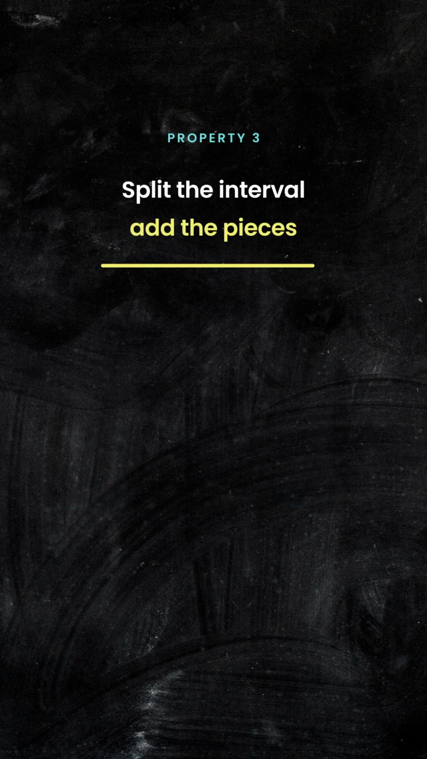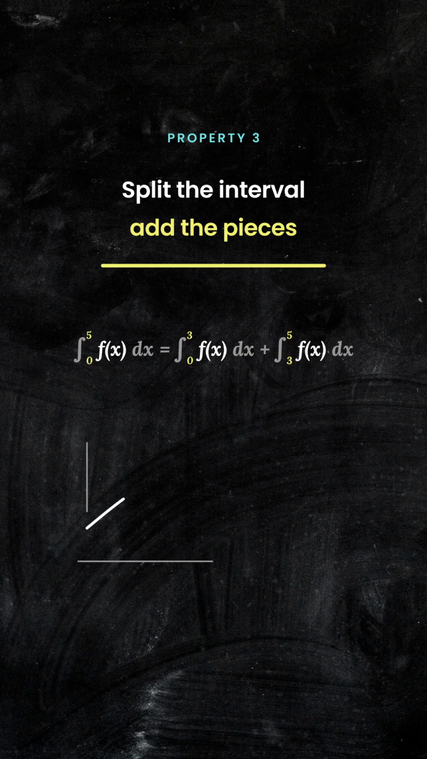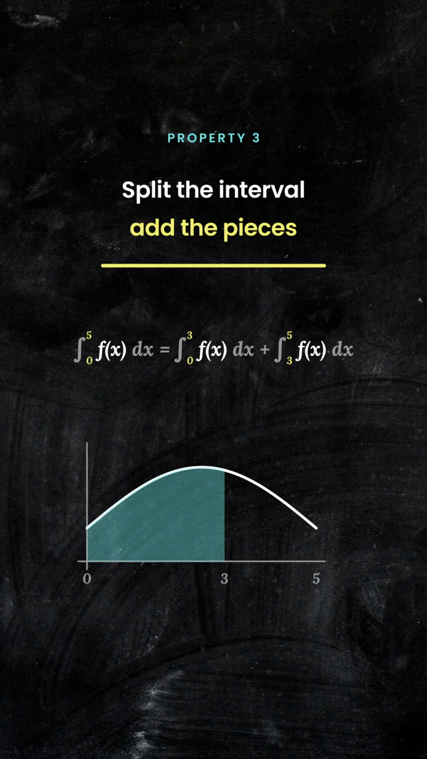Dividing the interval, this is a simple property that the integral from 0 to 5, for example, is the same as the integral of the function from 0 to 3 plus 3 to 5. When we imagine the areas, it becomes clear that the integral from 0 to 5 is the same as the integral from 0 to 3 plus from 3 to 5, which is this area plus this area.